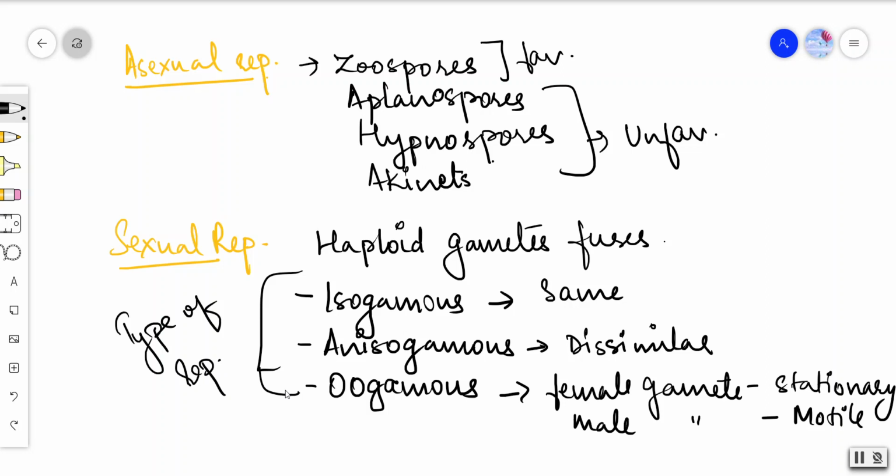Now we are going to take up the examples of it in detail. We'll start with Chlamydomonas, then Ulothrix, then Spirogyra.